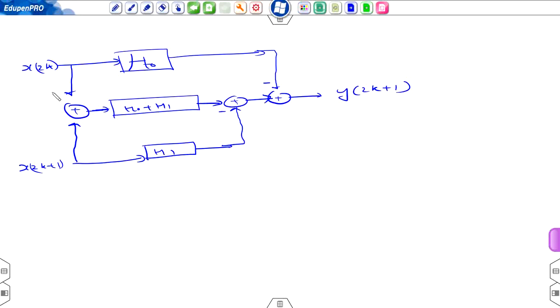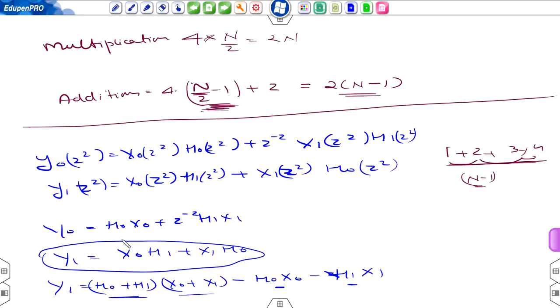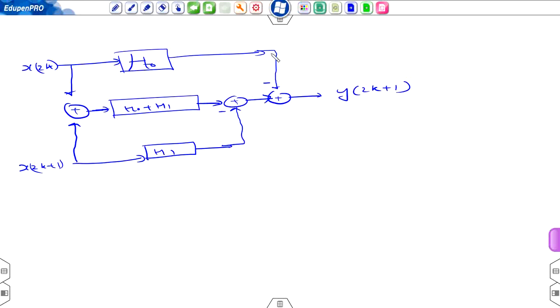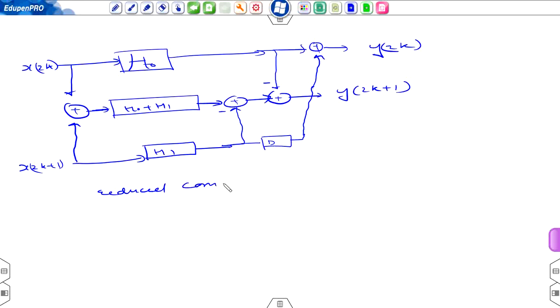Okay, and y of 2k is h0 x0 plus z minus 2 h1 x1. So h0 x0 will be added to the output of h1 passed through a delay element d, and added to the output of filter h0. So this output is y of 2k. So this is the reduced complexity two parallel FIR filter.